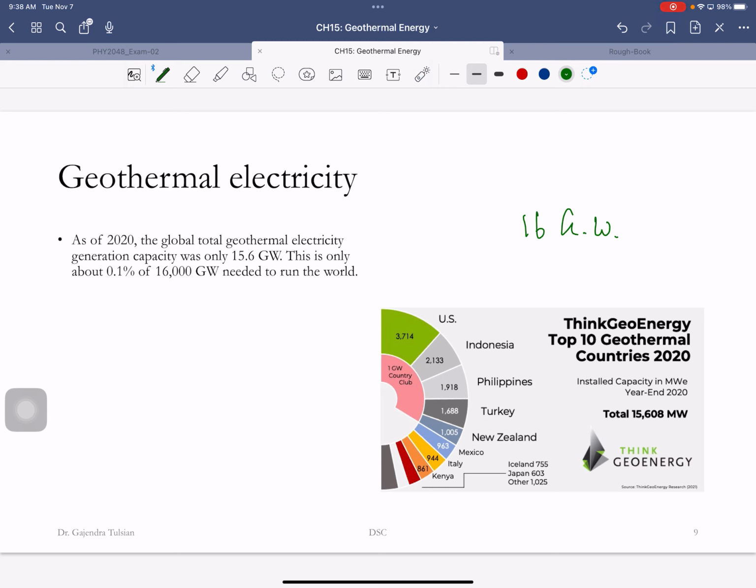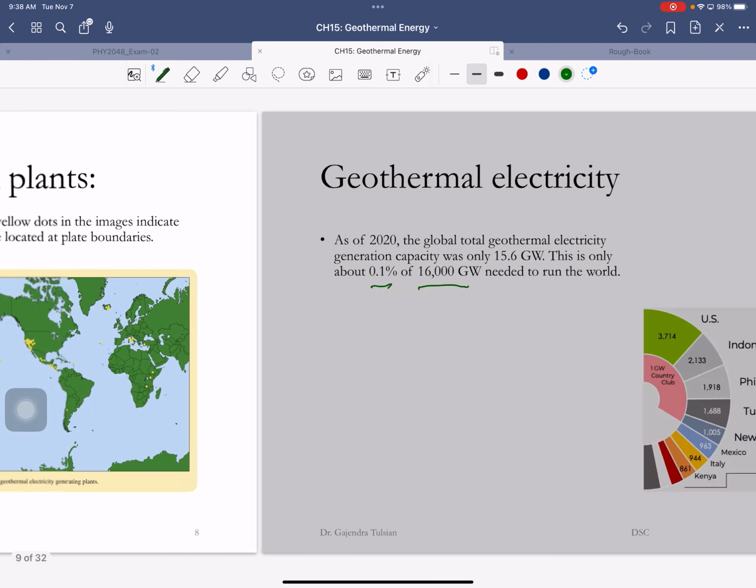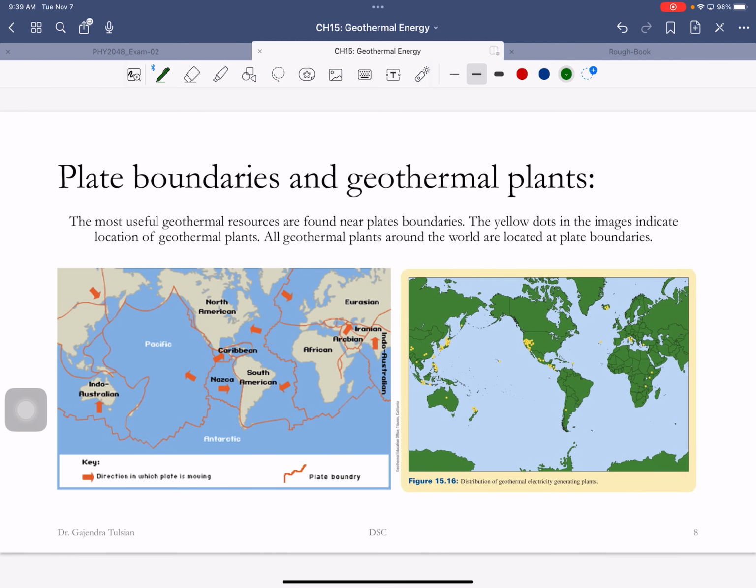How much do you need to run the world? Here it is, 16,000 Hoover dams. That's 16 Hoover dams worth of energy that you're harnessing worldwide in geothermal energy. That's 0.1%. So it's like for every $10 you're bringing home, 1 cent is being contributed by geothermal energy. So it's a very niche solution. Did you guys understand that? Any questions on that before we go on to the slides?